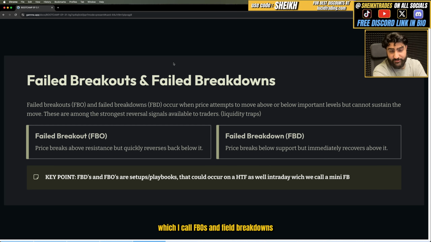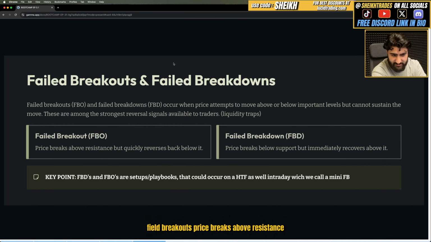Filled breakouts, which I call FBOs, and filled breakdowns, which I call FBDs, occur when price attempts to move above (for FBOs) or below (for FBDs) important levels, but cannot sustain the move. These are among the strongest reversal signals available to traders. A lot of people call them liquidity traps. You've got plenty of other names for them. I call them FBDs and FBOs. I have studied it like that for the past 7 years. My mentors told me like that.